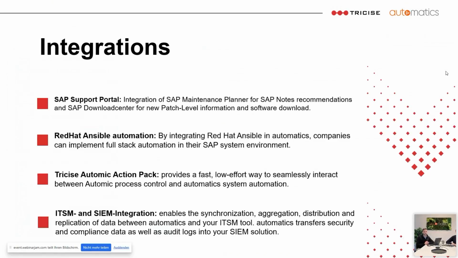The Tricise Automic Action Pack, for sure, is ready to deploy in your Automic environment. It's really easy to use. You have just low effort to integrate this into the Automic platform, and you can easily trigger workflows and get information out of these tools in both directions.